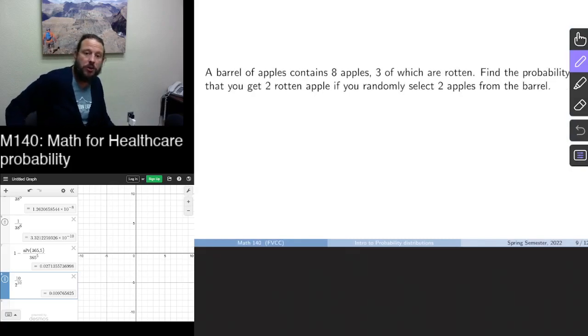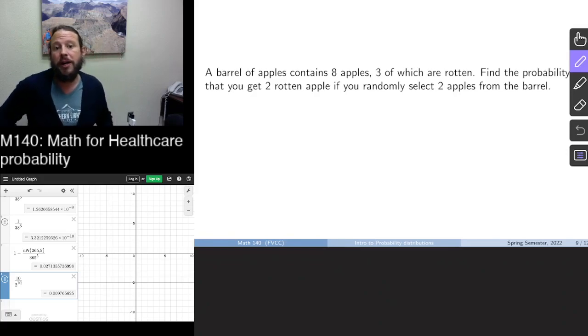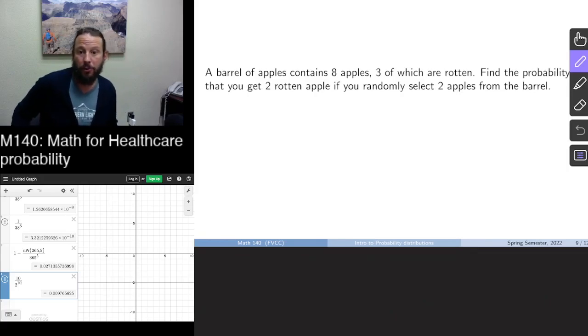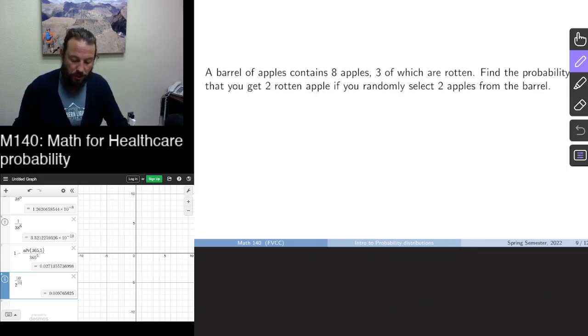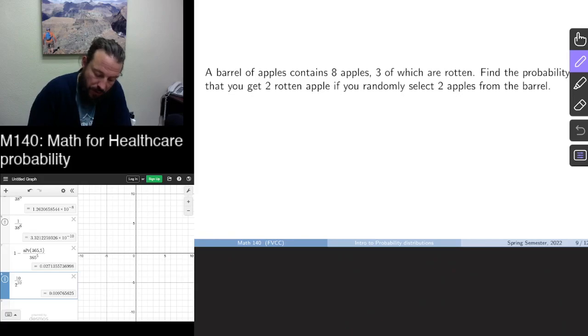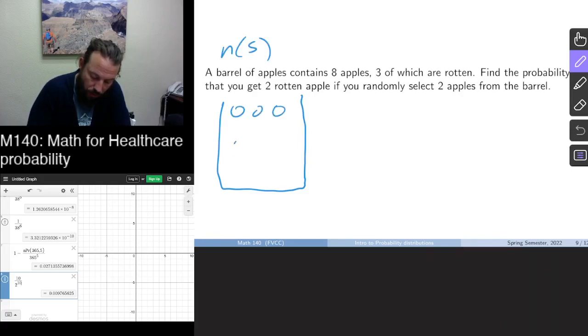Now over here, we got a barrel of apples. I kind of could call this a good-bad problem. 8 apples, 3 of which are rotten. Find the probability that you get 2 rotten apples if you randomly select 2 apples from the barrel. All right, so what do I mean by good, bad? When I'm finding the sample space, I picture one bin with all the apples mixed together. 3 rotten, yep. And they're all mixed together. I can't really tell the difference. I'm just reaching my hand in there, so we get 8 choose 3.